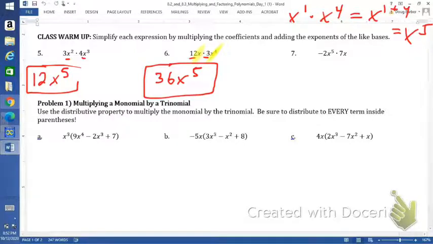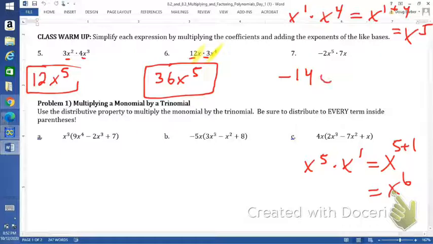And then for number 7, we have a negative 2 times 7. That's going to give us a negative 14. And then we have x to the 5th times x to the 1st. That's going to be x to the 5 plus 1, which is x to the 6th.